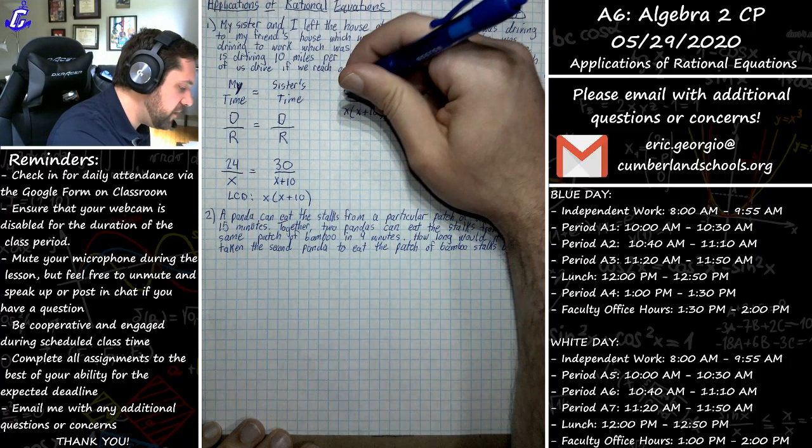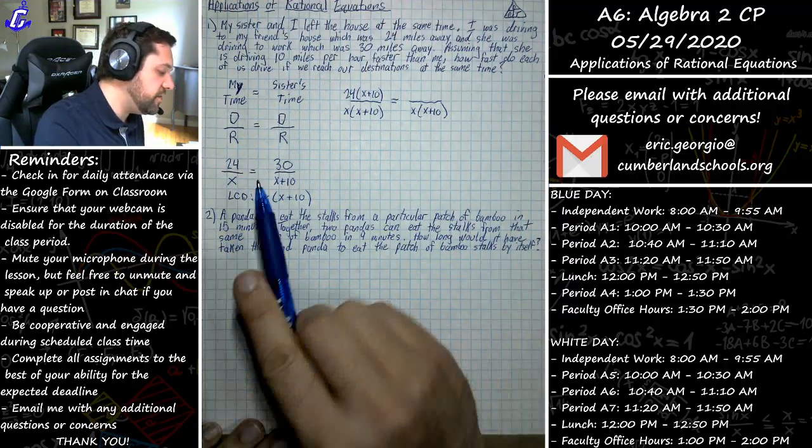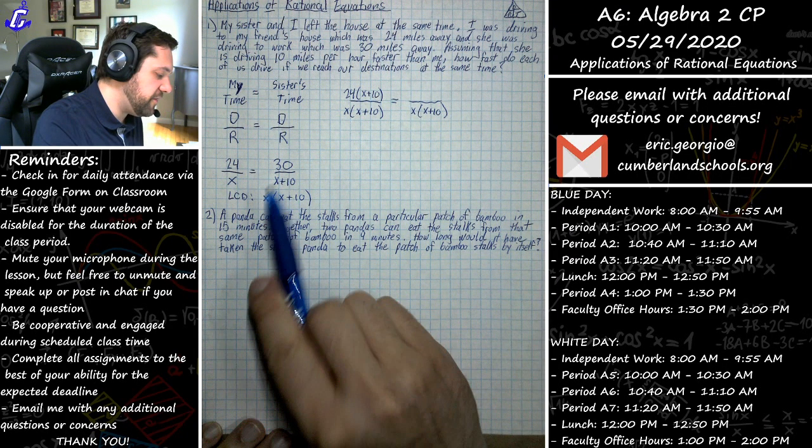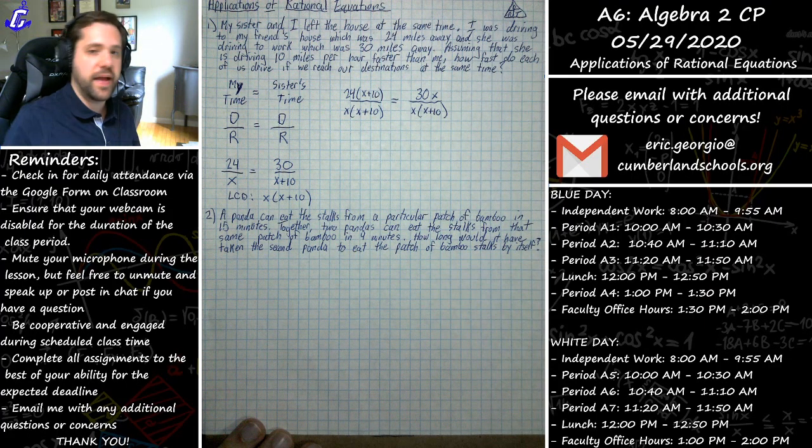So I'm going to take the 24 that's already in the numerator and multiply it by x plus 10. What do I need to do to this to make it look like this? Well, I'm missing the factor of x from here. So I'm going to take the 30 that's already in the numerator and multiply it by x.